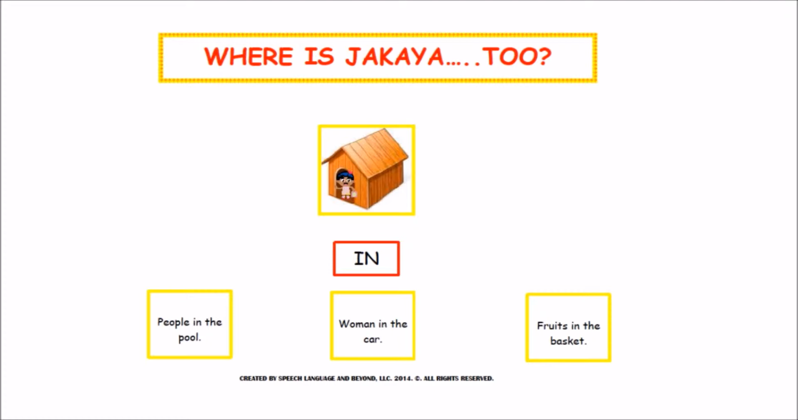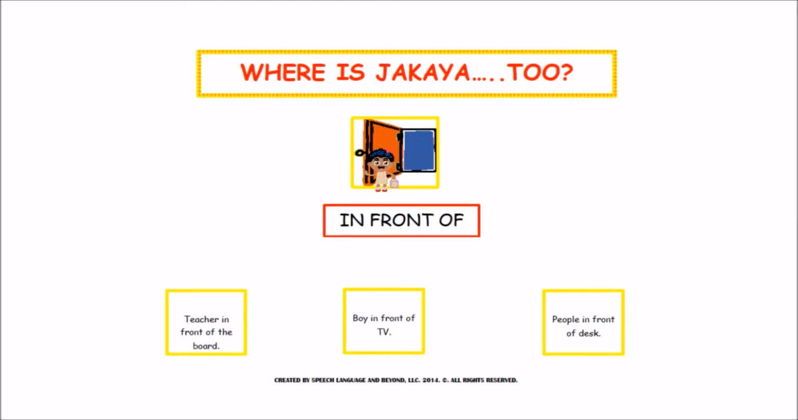So here's an example of the page that you're going to use these pictures with. On this page, we have in. We have the picture of Jakaya that's in the house. And what you're going to do is review that skill with them, find the pictures that go with in, mix them in with another set of pictures that's not in or whatever, and ask them to find the pictures that go with the sentences that are in the square.